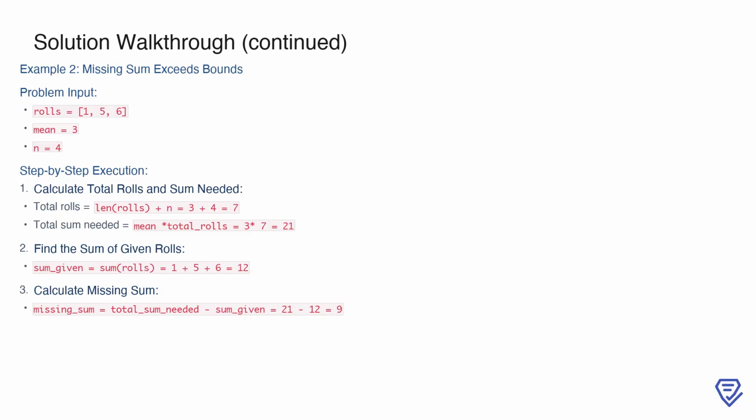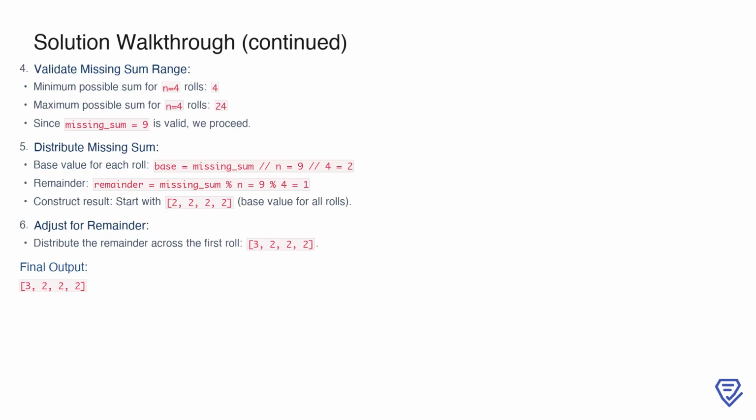The total number of roles is 7, and to maintain a mean of 3, the total sum of all roles must be 21. The sum of the given roles is 12. Subtracting this from the total sum needed, we find that the missing sum is 9. This is the sum that must be distributed across the 4 missing roles.